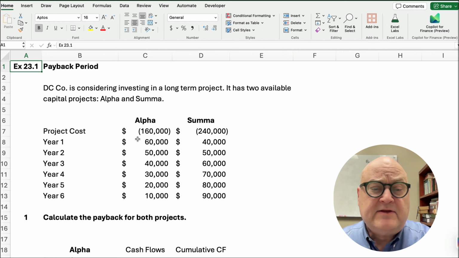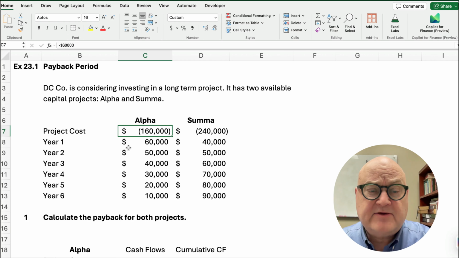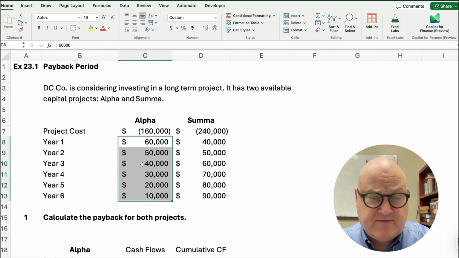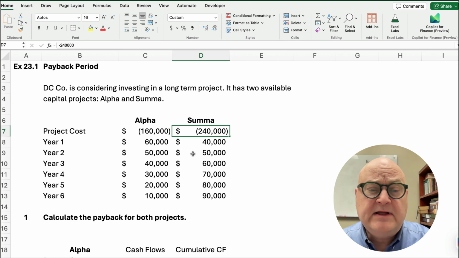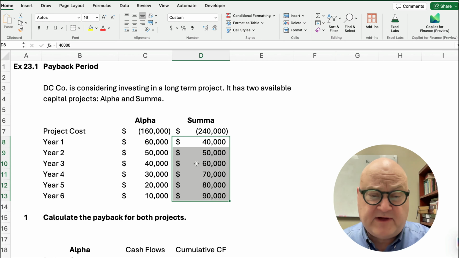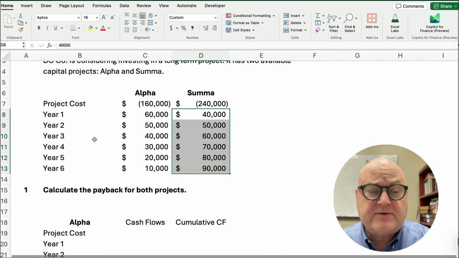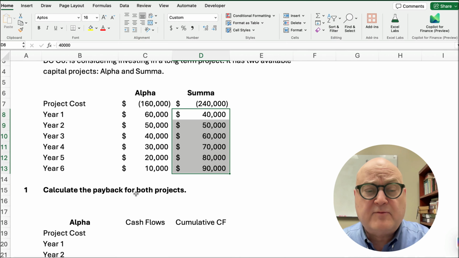So we have the alpha project. It's going to cost us $160,000 in year 0, and then it's going to benefit over time, and the benefits go down a little bit. Summa is $240,000, and then the benefits slowly rise over 6 years. So here's our question. We want to calculate the payback for both projects.